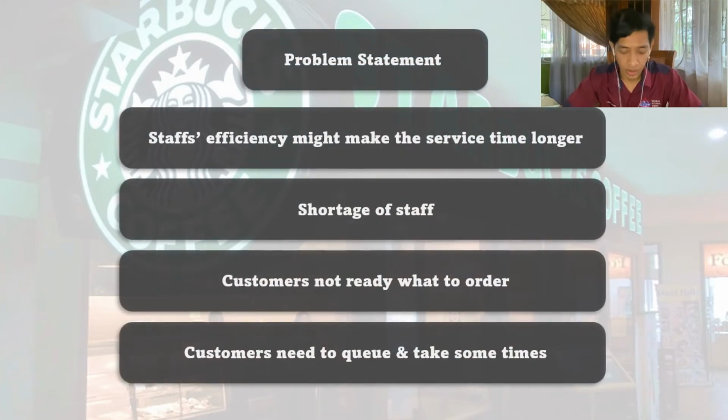The problem statement is an issue that could affect Starbucks performance. Generally for the food and beverage industry, service time is the most essential, valuable and common thing that the company should take care of and be their major concern. So here are examples of the problems that could occur or affect Starbucks performance.